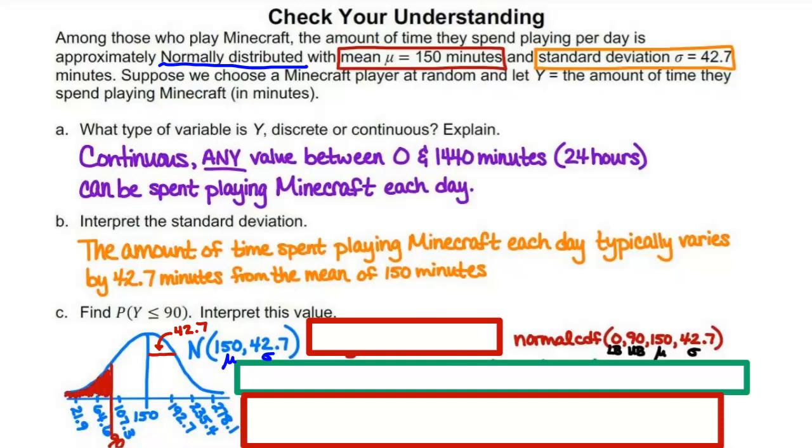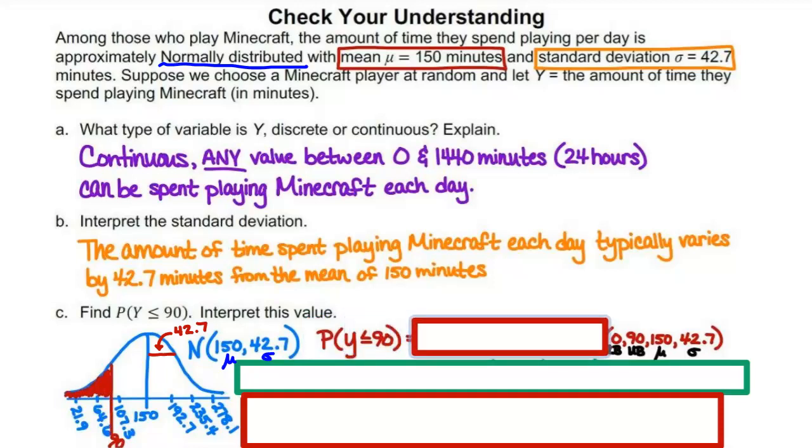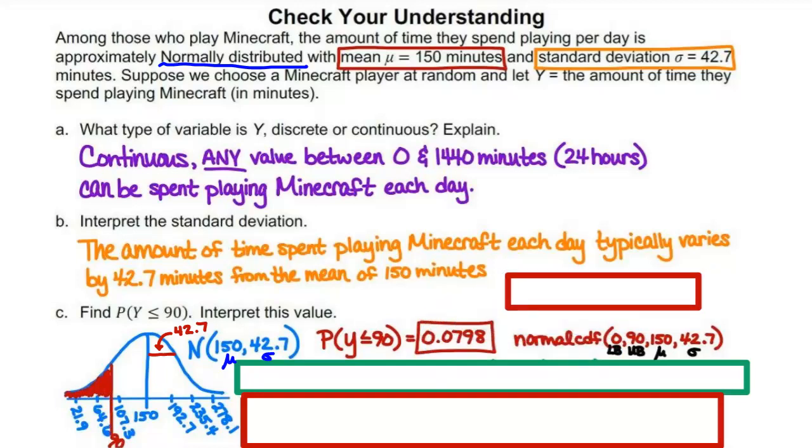Upper bound of 90, because that's as high as we want this to go in the shaded space. The mean of 150 and the standard deviation of 42.7. You have to label these things over here. You can't just have the numbers, you have to say what those numbers mean. You hit enter on your calculator. There are 2 things that I need to see after you hit enter on your calculator. One of those things is the probability statement. This is what we're finding the probability of, and so you need to have that and then your equal sign. And then I got 0.0798, or about 7.98%.